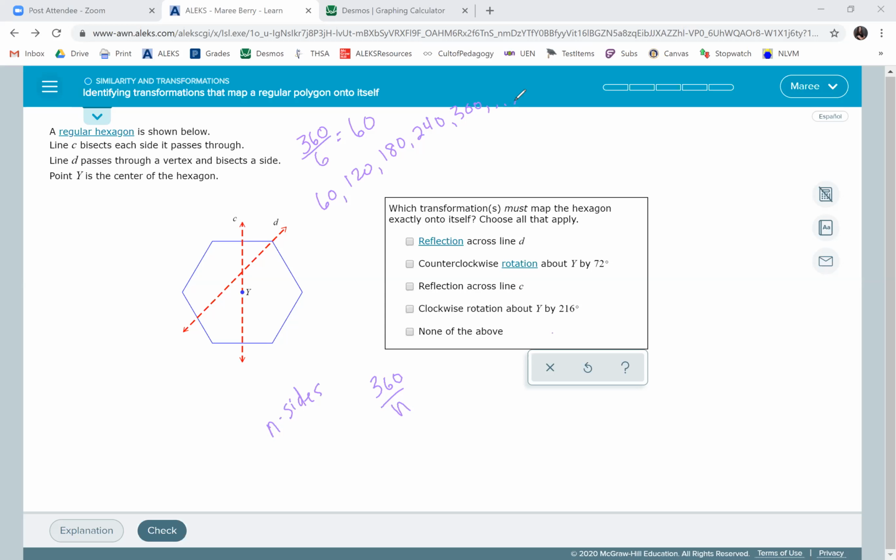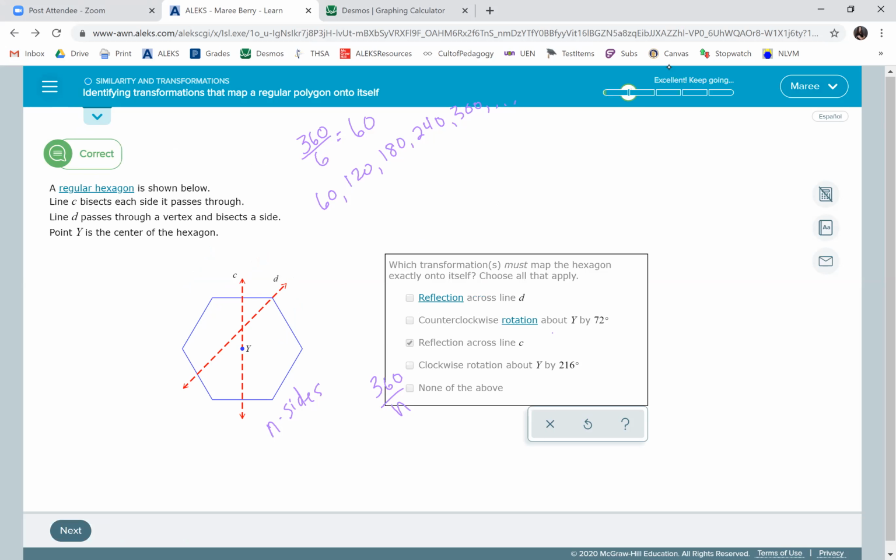It will work, okay? So let's look at these. It says a reflection across line D. That doesn't look, no way, because that won't work, nope. 72 degrees, no, that's not a multiple of 60. Yes, look at this, reflection across C, that works because it's a mirror image. Clockwise rotation about Y by 216 degrees. No, that's not going to work. It's not a multiple of 60. So it's only that reflection. That's the only one that's going to work.